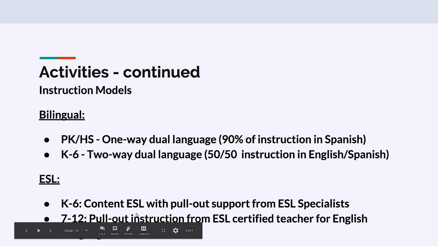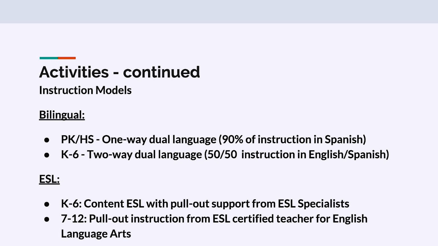Again, our instructional models, as I mentioned earlier: bilingual would be one way for our pre-K Head Start, and our two-way 50-50 program for K through 6. And then ESL, K through 6. ESL is basically content ESL, where all of our elementary teachers up through 6th grade are ESL certified, working with ESL students. And 7 through 12, it's a pull-out instructional model where their English teacher or the ESL specialist on that campus is working with those students.